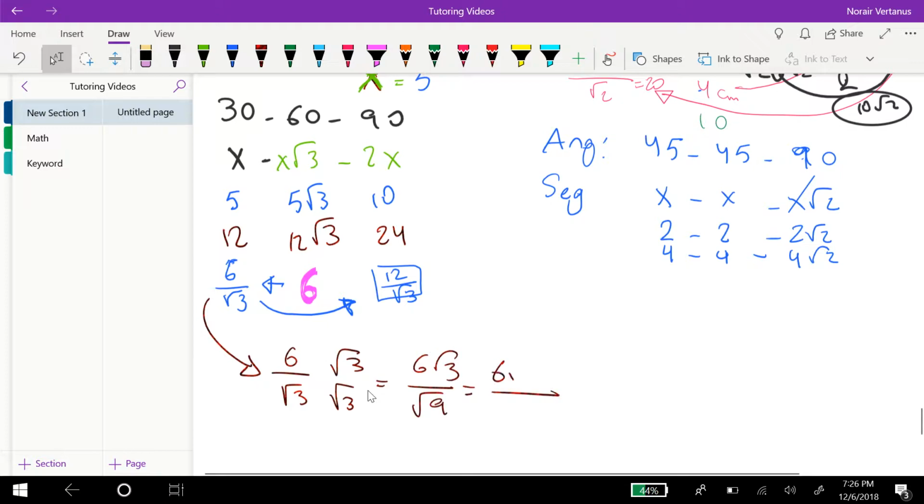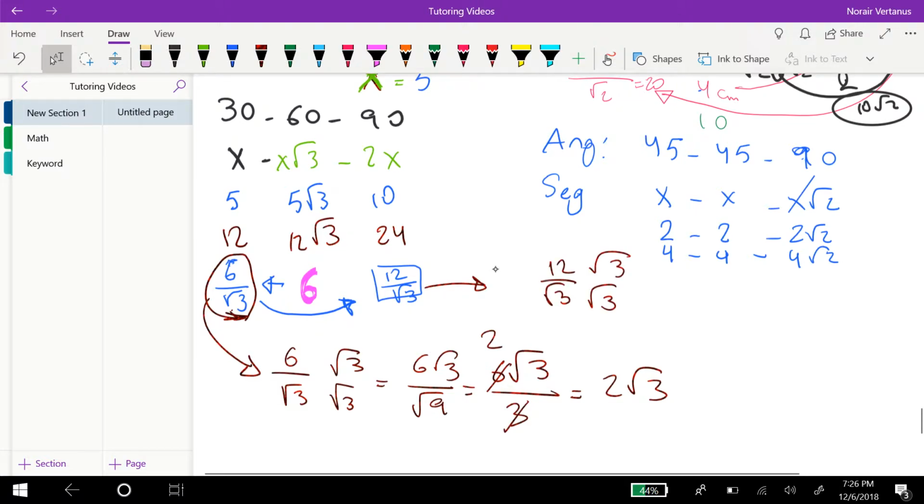I'll go step by step, for someone who's watching this and doesn't know it. 6 rad 3 over rad 9. Rad 9 is equal to 3. So simplify it, divide by 3, get 2 rad 3. And then to fix 12 over rad 3, you multiply by rad 3 top and bottom. The denominator is rad 9, which is 3, and the top is 12 rad 3. You simplify it, 12 divided by 3 is 4 rad 3. See, twice as much as 2 rad 3. So 4 rad 3 is this one. So that's how you do it.